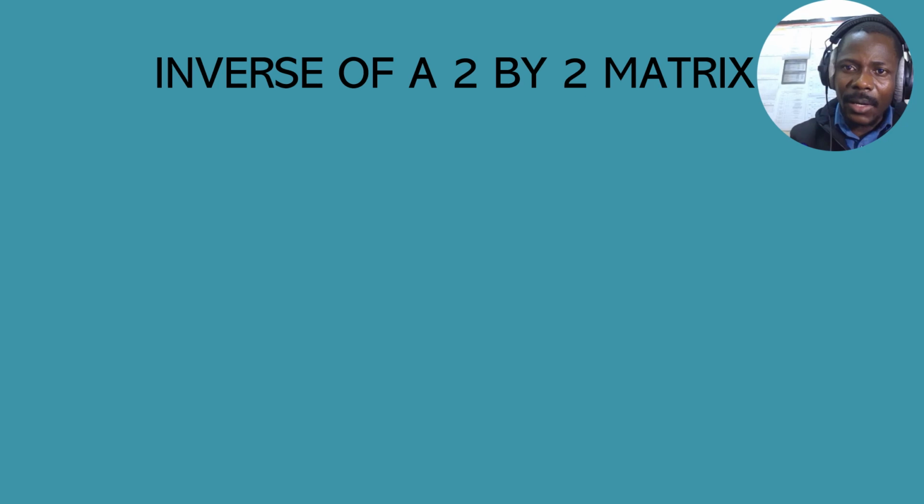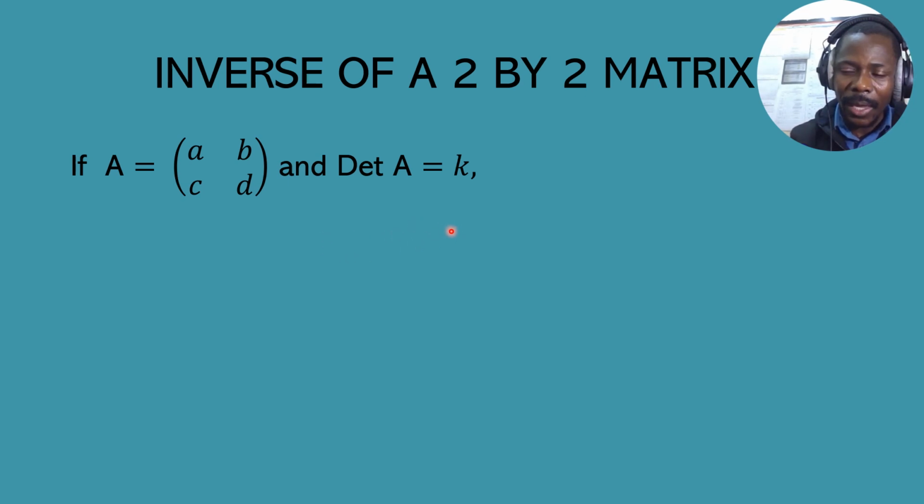Now, let's remind ourselves about the inverse of a 2 by 2 matrix. If A is a matrix with entries A, B, C, and D, and we let the determinant of A equal K, then the inverse of A is going to be 1 over the determinant. Elements in the major diagonal swap positions, and for elements in the minor diagonal we change the signs. If they are negatives, they become positives. If they are positives, they become negatives.